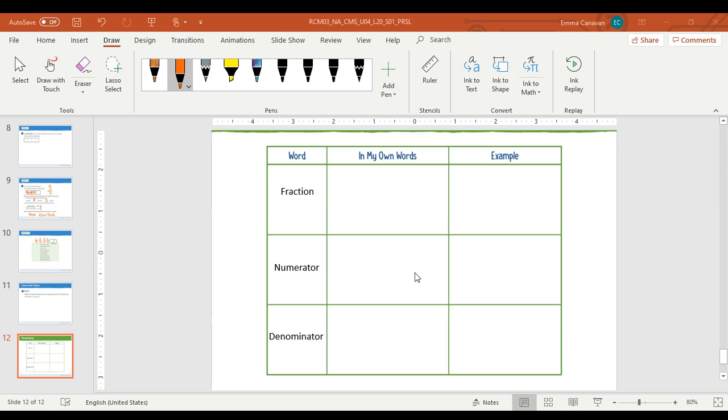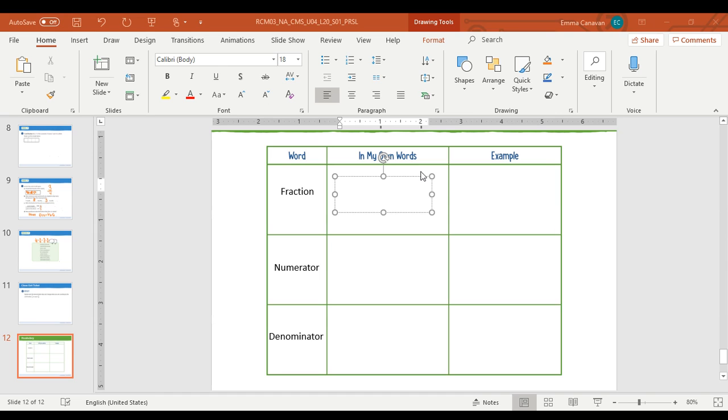Okay, now that you have those jotted down, I would like you to try to talk to somebody next to you about your own definition of the word fraction. And then once you talk through that, you could pause the video, play the video again, and copy down some of the notes that I add here.